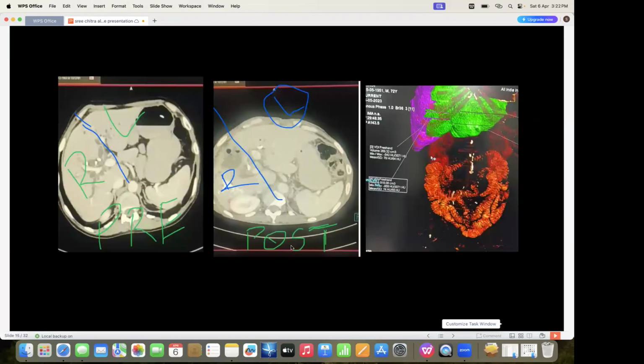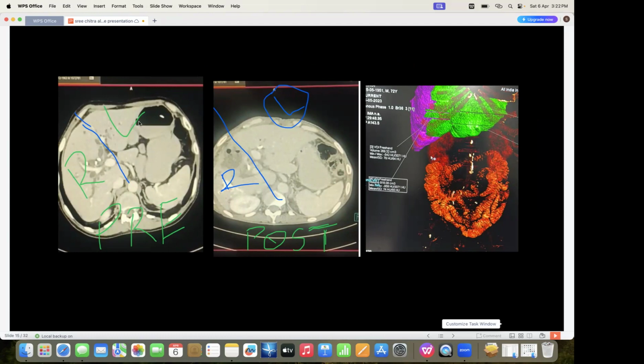And post embolization, you can see the right lobe is shrunken when compared to this. Here there is a definite shrinkage of the right lobe, and the left lobe has significantly enlarged. So from 30%, post embolization it became 50%, which is definitely quite significant hypertrophy, and more than even 40%, which is actually the cutoff for the cirrhotic liver.